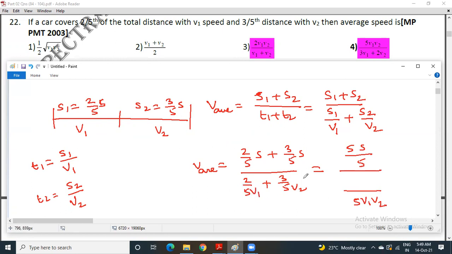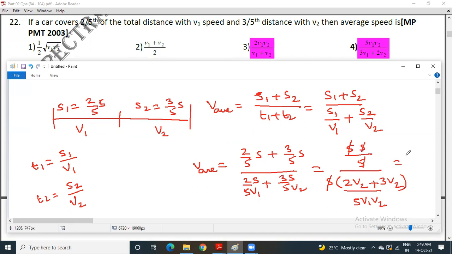If 5 v1 is gone, 2 is multiplied with v2. If 5 v2 is gone, v1 is multiplied with 3. So this 5 and 5 get cancelled, and there is also 2 by 5th. So s is missed here. Okay. s you take out common. So s and s get cancelled.